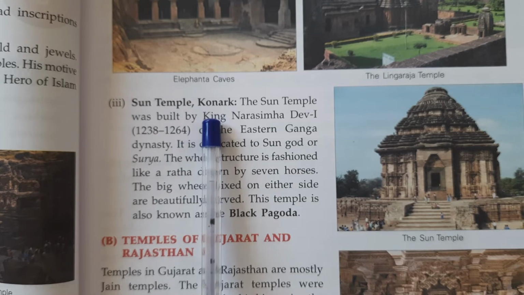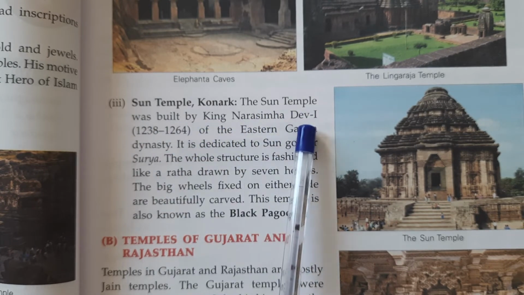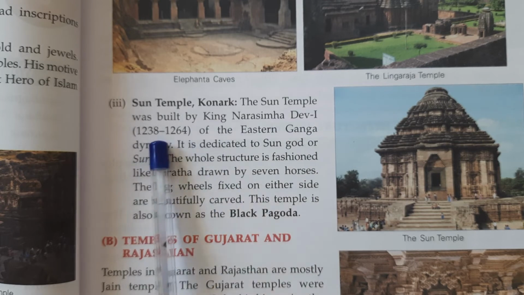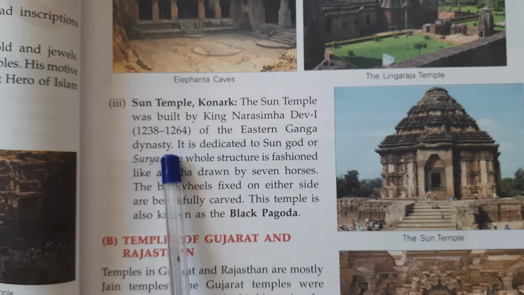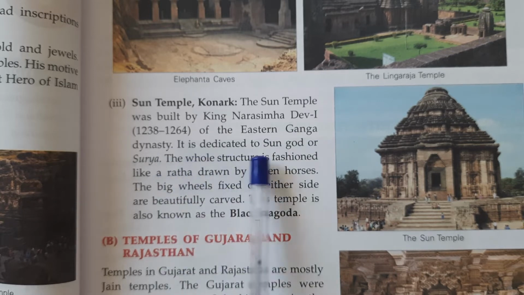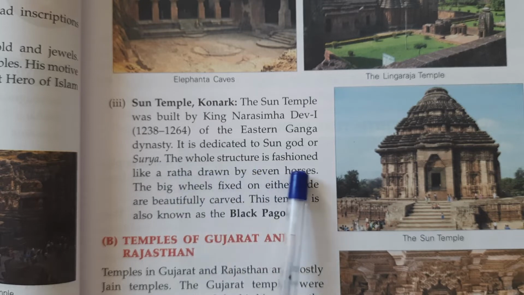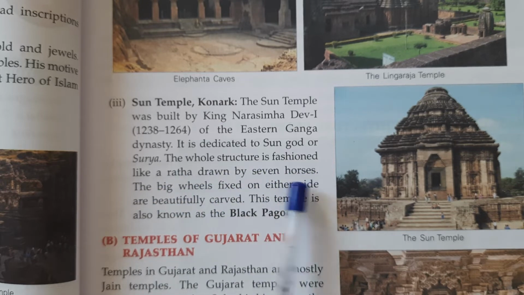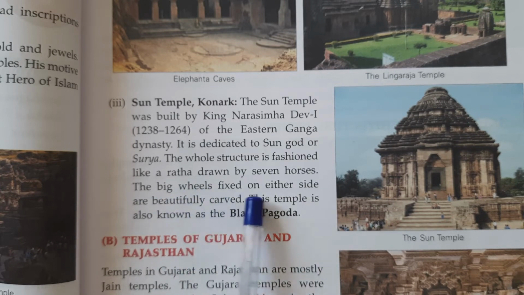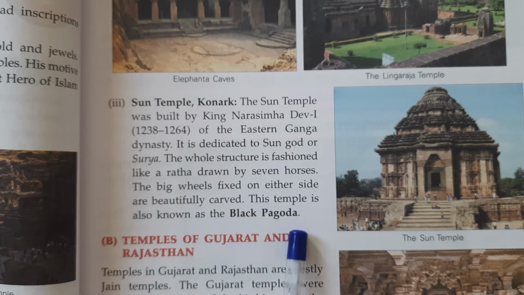Sun Temple, Konark. The Sun Temple was built by King Narsimha Dev I, 1238 to 1264 of the Eastern Ganga dynasty. It is dedicated to sun god or Surya. The whole structure is fashioned like a ratha drawn by 7 horses. The big wheels fixed on either side are beautifully carved. This temple is also known as the Black Pagoda.